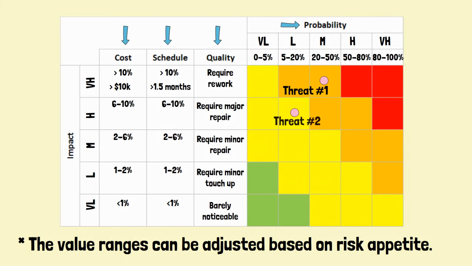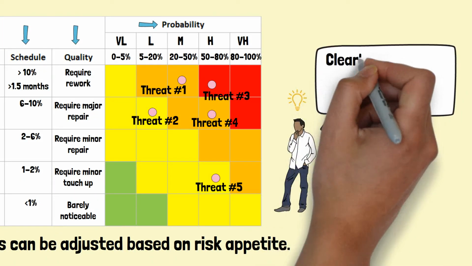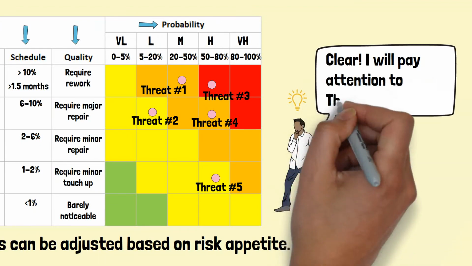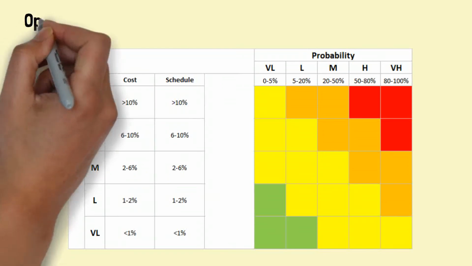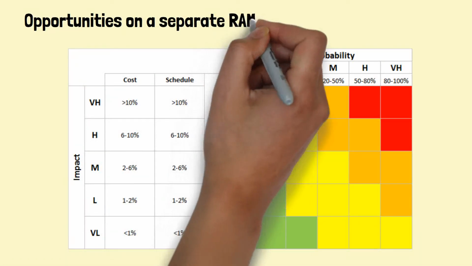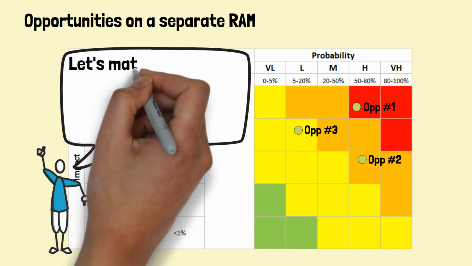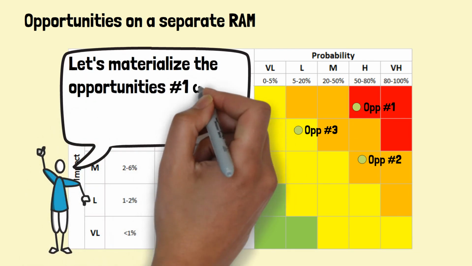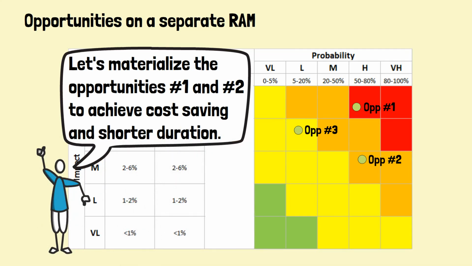Once the threats are displayed on the RAM, the threats with higher severities can be easily spotted. Then John can pay attention to those threats with higher ranking. For opportunities, we can do the same. But a separate RAM will be used to house them. Similarly, those opportunities with higher ranking should get more attention. If we can materialize the opportunities, it could result in cost saving and shorter construction duration.